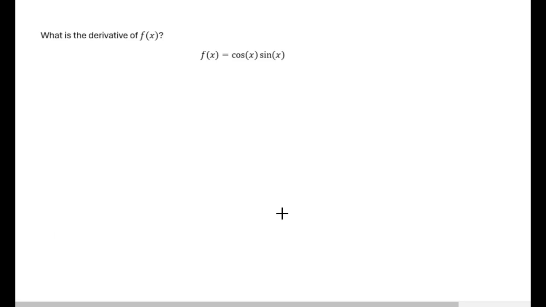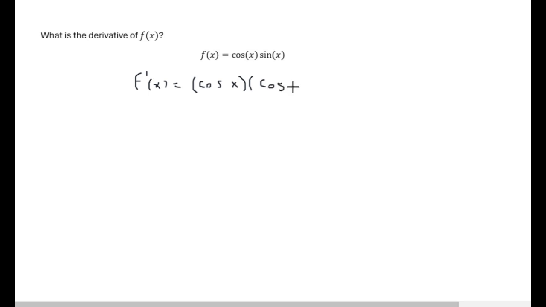In this example, we're going to find the derivative of f of x, and f of x in this case is the cosine of x times the sine of x. Here we have a multiplication of two trig functions, and since we have a multiplication, we're going to use the product rule. So f prime of x, the first derivative, is going to be: we just keep cosine x as it is, and then the derivative of sine of x is cosine of x.